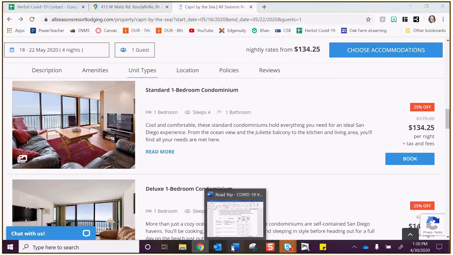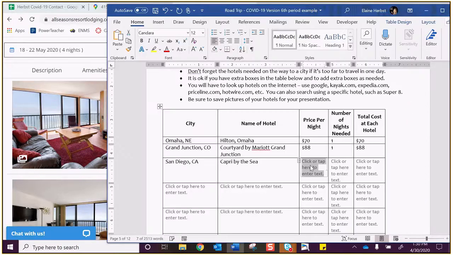So now I'm going to go back to my document. Type in 134. What did I just say? How did I forget that already?